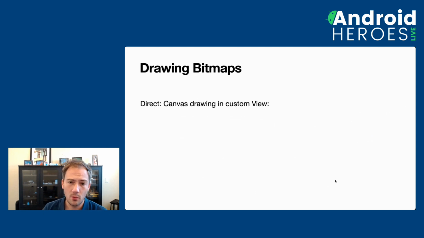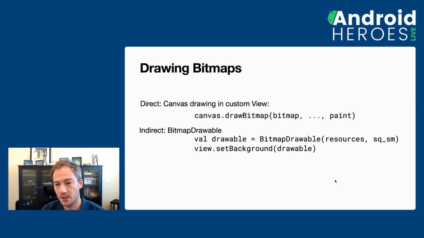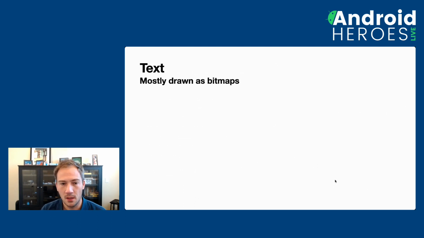Drawing bitmaps, there are several ways. You can draw them directly on canvas with the draw bitmap method. Most of the time, you're going to go through a bitmap drawable. Those can be attached as the background of a view. They can be used in a number of situations. And they're great, and that's probably the right way to do this. It just makes it a little more complicated sometimes to know where the bitmap is coming from and how big it is. Or you can use an image view directly, but internally, all it does is use a drawable.